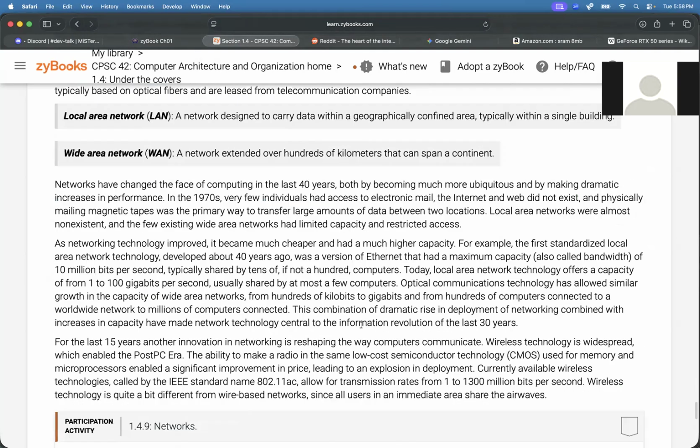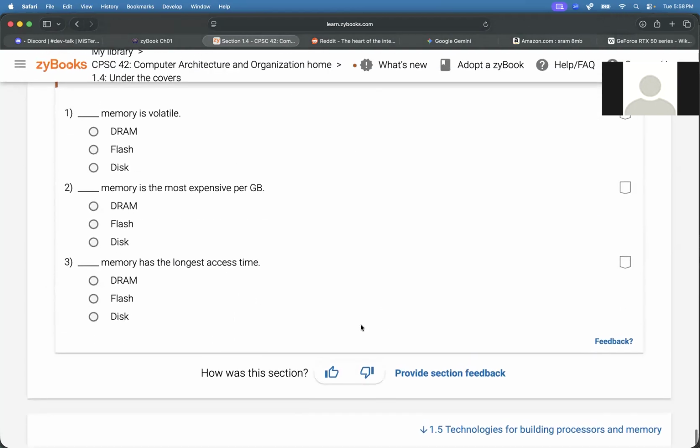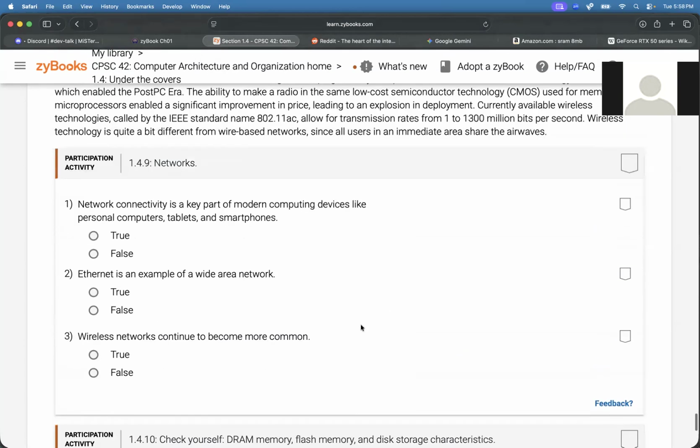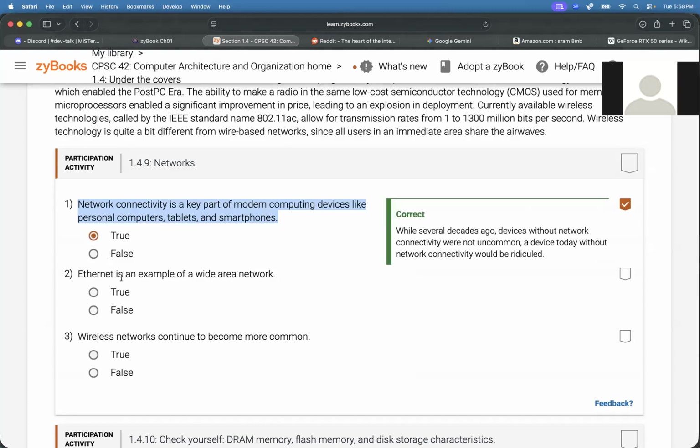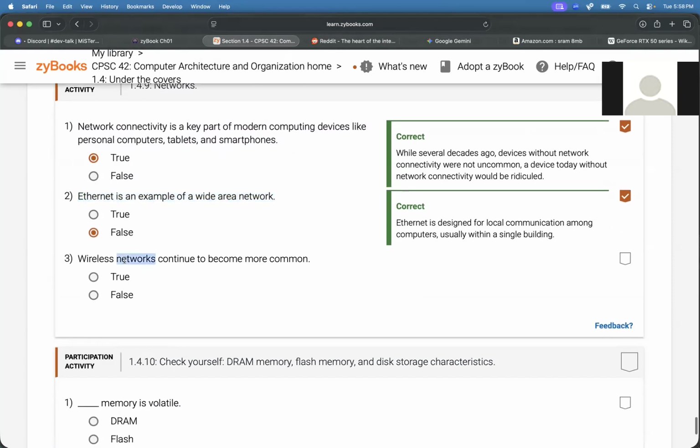Okay. So, you can answer these last couple yourself here, and I'm going to call it a day. Networking connectivity is a key part of modern computing devices. Sure. Ethernet is a wide area network? No, Ethernet's usually local. Wireless networks are more common. Sure.